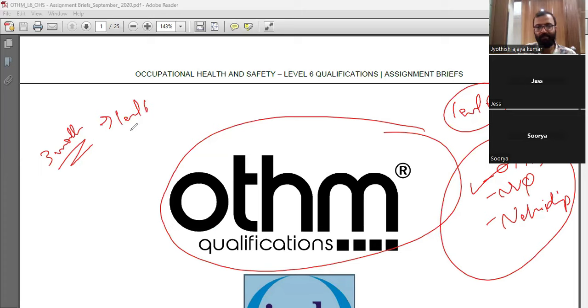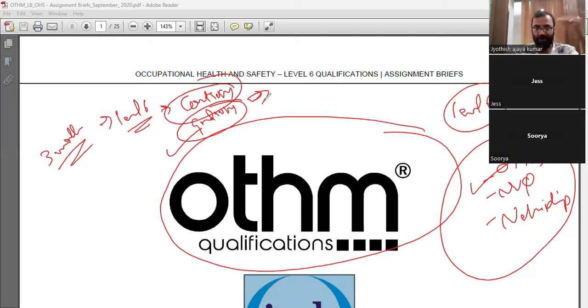After getting this level 6, the next level is getting Cert IOSH membership or Grad IOSH membership. Cert IOSH or Grad IOSH, because Grad IOSH was the old name, now it is known as Cert IOSH membership. And after getting Cert IOSH membership, the next transition or the next benchmark or the next upgradation is CM IOSH, which is the most prestigious membership that you can get as a safety professional.